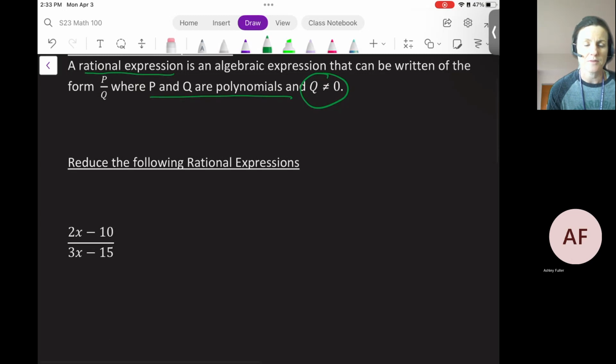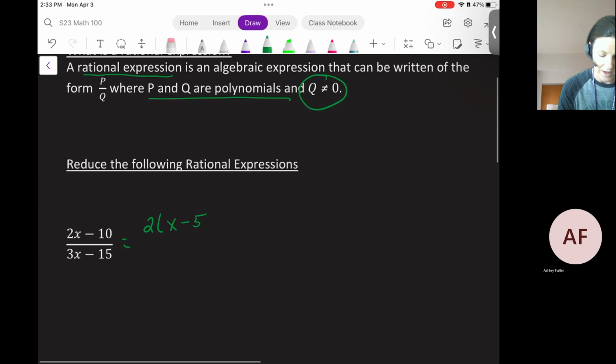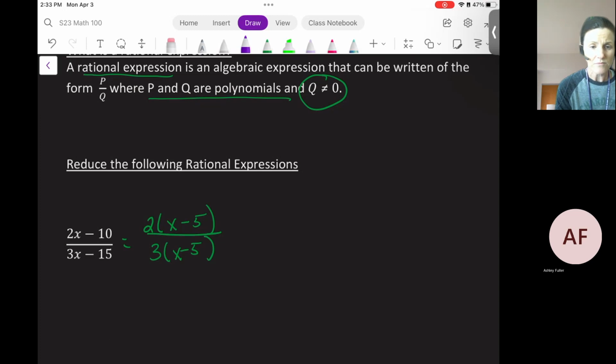There are three basic steps to reducing and dealing with rational expressions, and they are to factor, cancel, and restrict. We're going to factor both the top and the bottom. In this case, the factor up top that we can pull out is a 2, leaving us with x minus 5. The factor we can pull out on the bottom is a 3, also leaving us with x minus 5. Because they have an x minus 5 in common, both have that as a common factor, we can cancel those, leaving us with a reduced expression of 2/3.